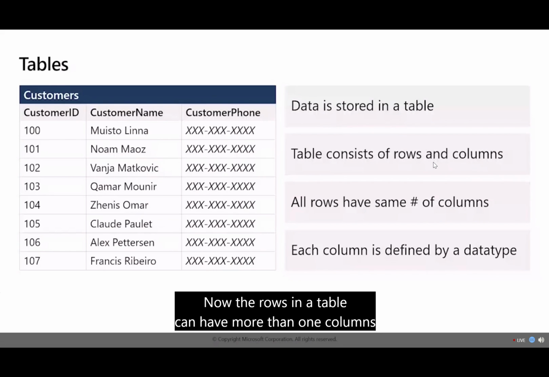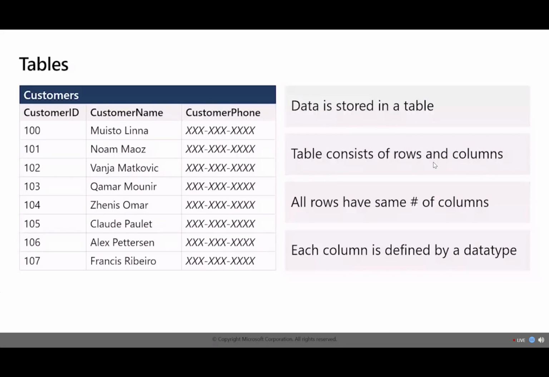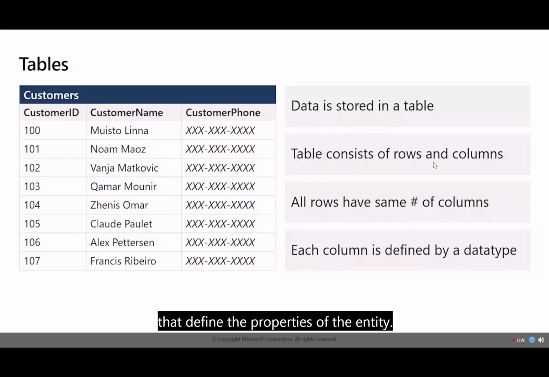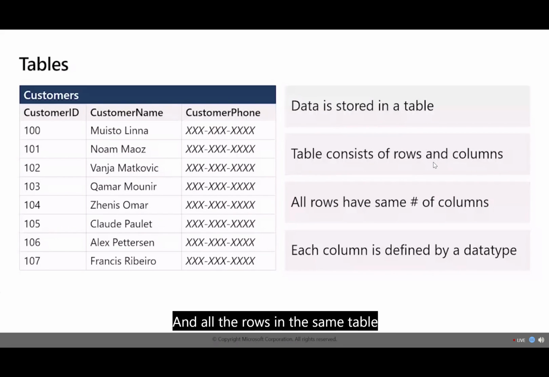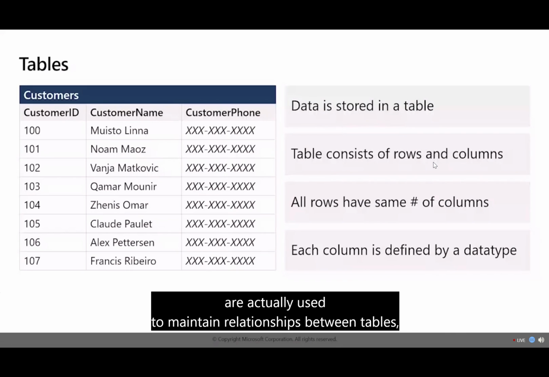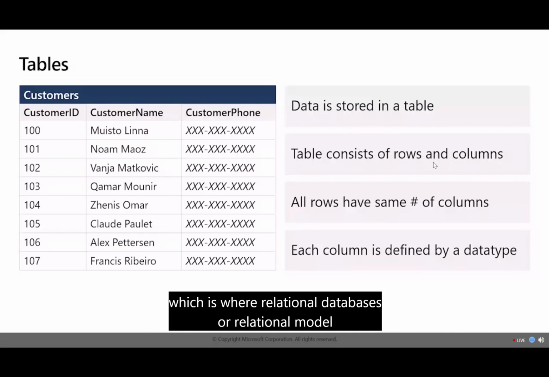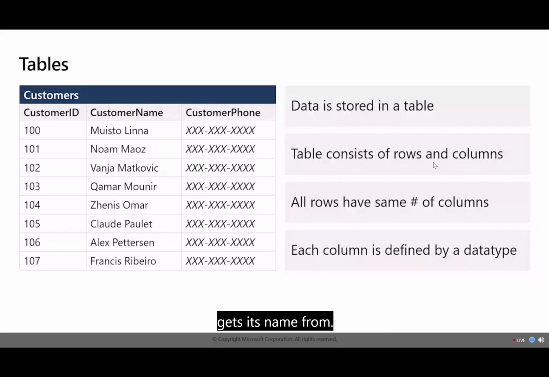Now, the rows in a table can have more than one column that define the properties of the entity. So the properties in this case would be customer ID, customer name, and customer phone number. And all the rows in the same table will have the same number of columns. Some of these columns are actually used to maintain relationships between tables, which is where the relational database or relational model gets its name from.